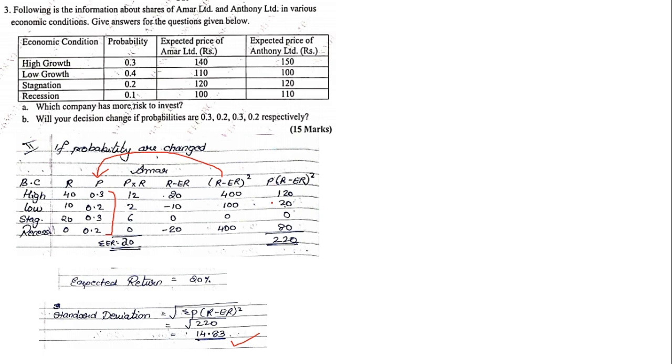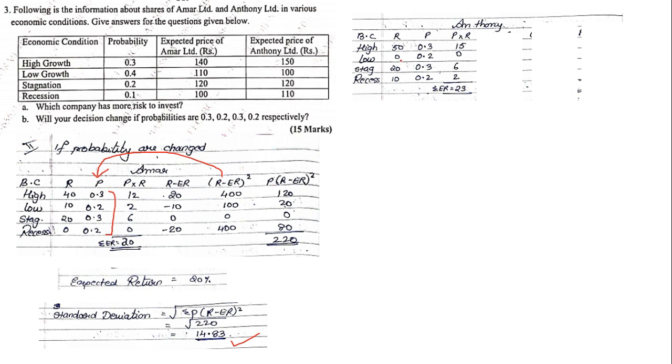Same way we have to now find for Anthony Limited. So same logic, okay, 50, 0, 20, 10 were their returns. Now the new probabilities, we multiply, we get 15, 0, 6 and 2, total comes to 23, expected return is 23. Now all your R minus 23, so 50 minus 23, 0 minus 23, 20 minus 23 and 10 minus 23, we get the values as 27, negative 23, negative 3 and negative 13.